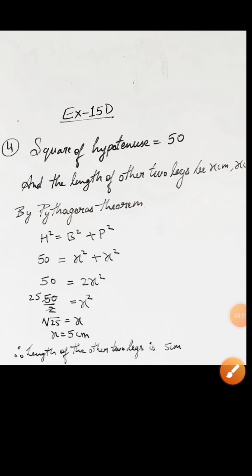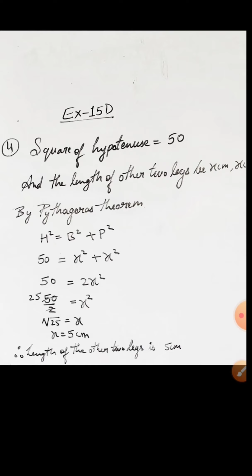Now see question number 4: the two legs of a right triangle are equal, and the square of its hypotenuse is 50. Find the length of each leg. So first of all we should know what legs are. In a right triangle, other than the hypotenuse, the remaining two sides are called legs of the right triangle, means base and perpendicular. So here the two legs of the right triangle are equal, means base and perpendicular are equal, and the hypotenuse itself is not given, its square is given, it is 50. So we need to find the length of each leg, means the length of base and perpendicular.